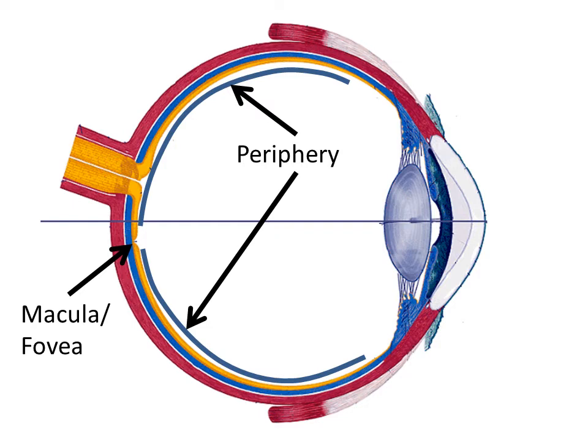Okay. In our retina, there are 2 areas that are important to us. The biggest area by far is what we call the periphery. That's all this area right down here. And then there's this little area right here. It's not very big. It's called the macula or the fovea. It's not very big, but there are some interesting things about this.